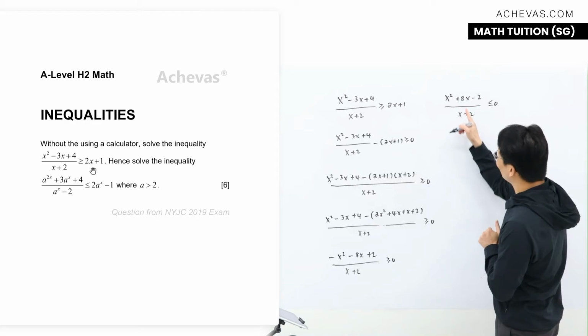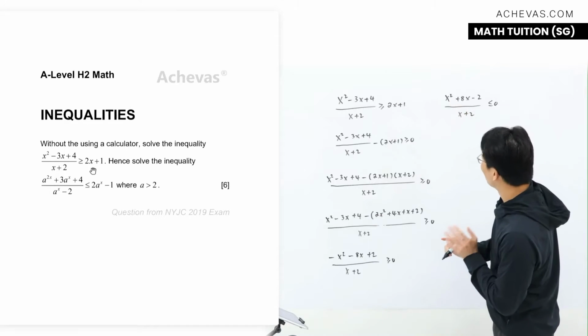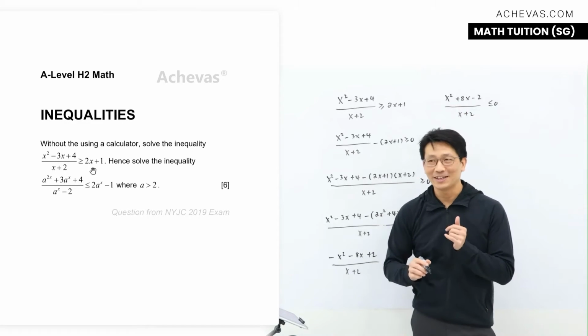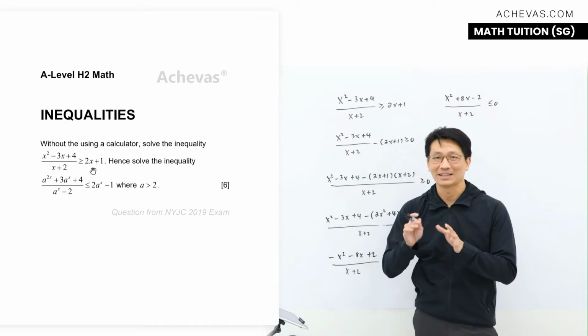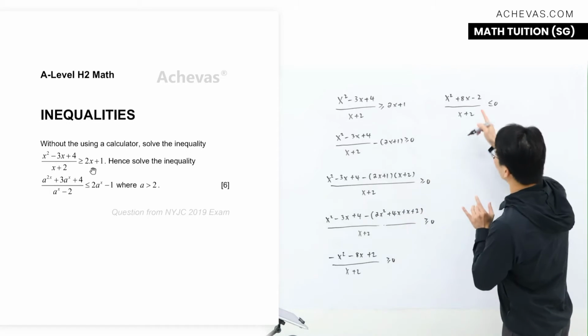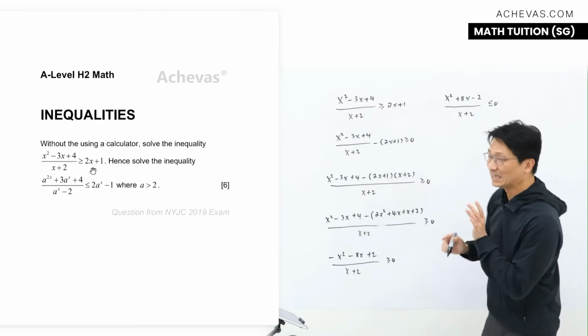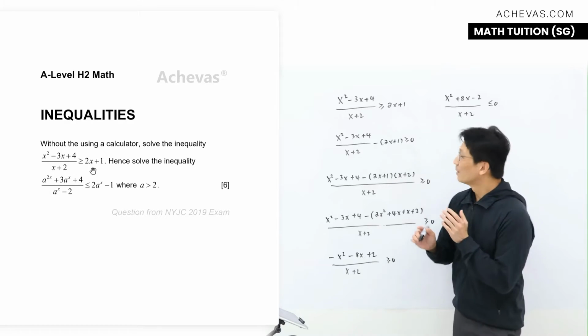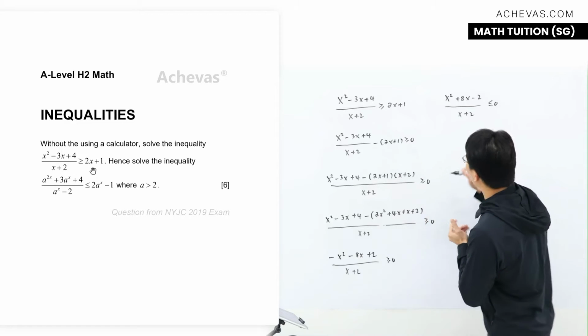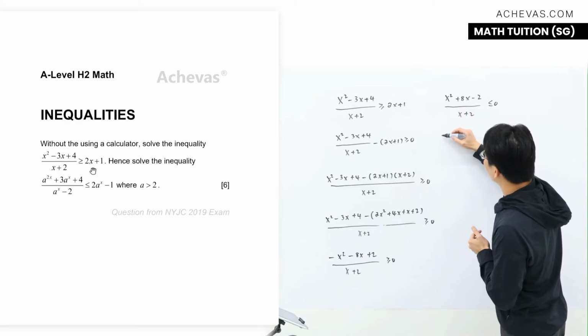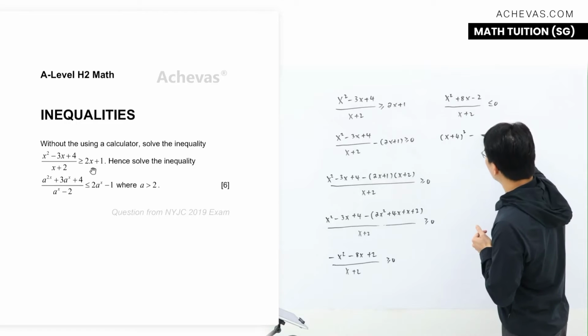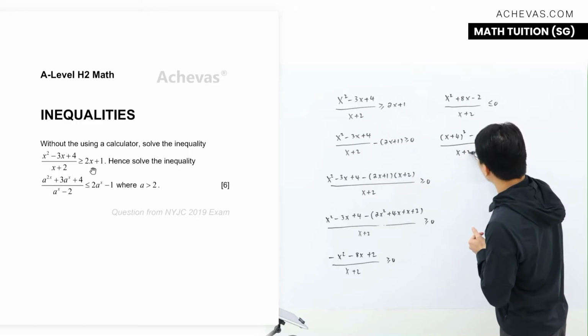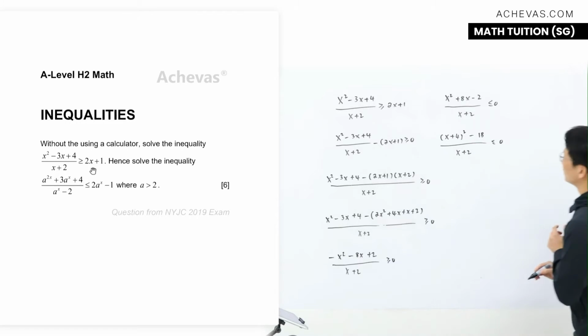By using our calculator to check the expression x squared plus 8x minus 2, the root actually is not a very nice number. In fact, it's a decimal answer. So I have to try to find the factors of this in surd form. We can either use the quadratic formula or complete the square. Perhaps I will go for completing the square first. After we complete the square, we will have (x plus 4) squared minus 18 over x plus 2 lesser or equal to 0.